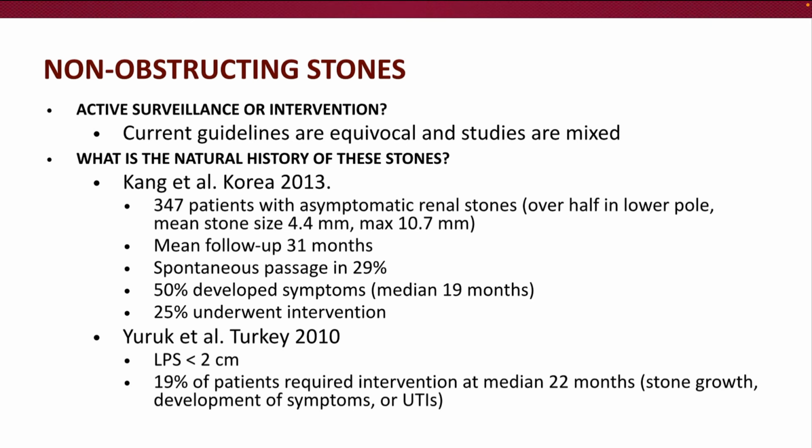Another study was looking just at lower pole stones in Turkey, but it was pretty similar in that 20% needed intervention. So it's about 20 to 25%, and the indications for intervention in that study were stone growth, development of symptoms, or recurrent UTIs. So I tell patients it's kind of like a 50-50 of whether this is going to become symptomatic in the next few years. And it's about a 25% chance that you'll just pass it on your own without needing surgery.